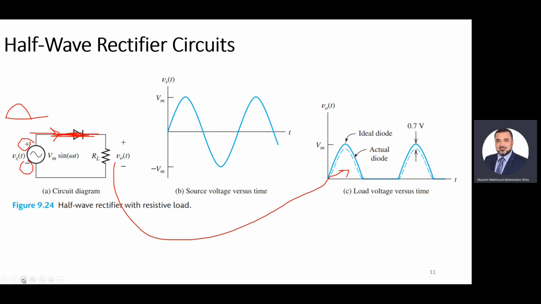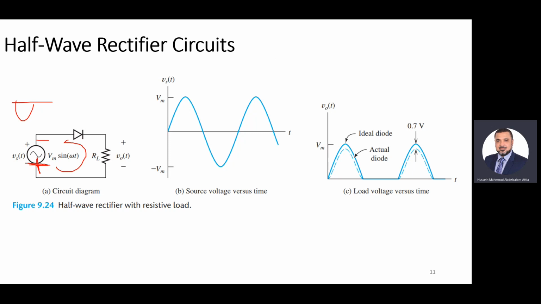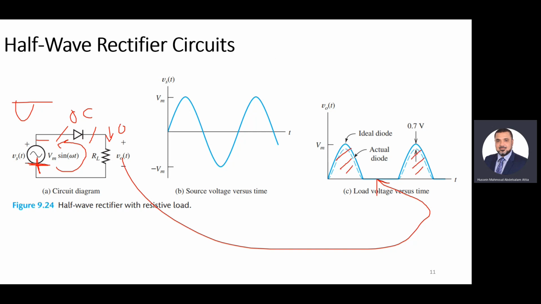What about when the input is negative? When the input here is negative, this means the polarity is like this. Look at the polarity, guys. So the current will go in the reverse direction. The diode is open circuit. This guy is open circuit. Open circuit means V out is 0. No current in the circuit. Current is 0. So as you can see, we are only producing half the cycle.